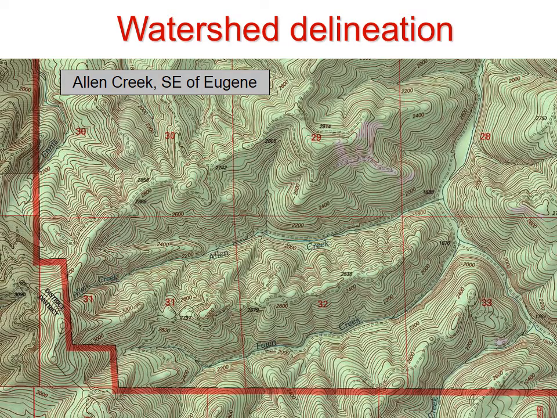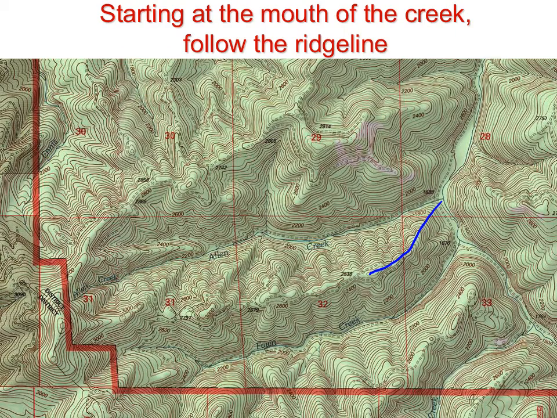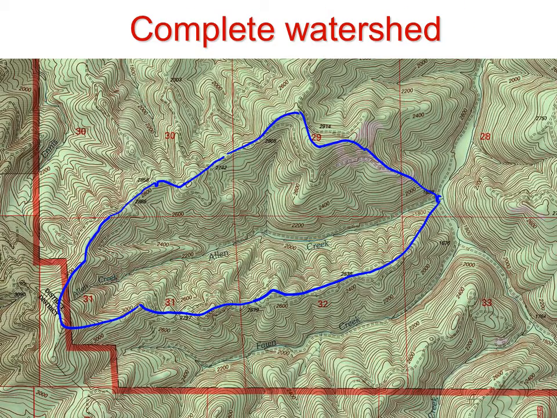So if we want to define the watershed of Allen Creek, we're going to start down here at the mouth, and we're going to start up this ridgeline. So here you can see the watershed boundary starts from the mouth and goes up onto the ridgeline on the south side of Allen Creek. And then we want to continue along this ridgeline defining the watershed boundary, always staying on the highest point of the land that is the boundary between the slope to the north and the slope to the south. And then if we draw that line all the way around Allen Creek, you can see this complete watershed boundary for Allen Creek. And that watershed boundary is also a drainage divide.